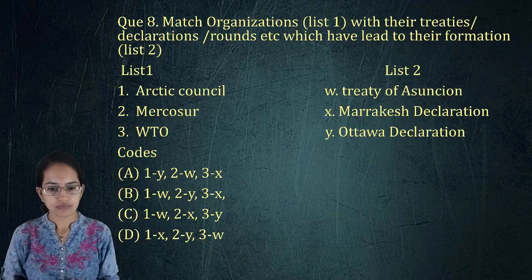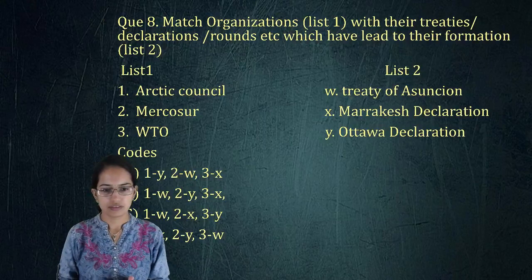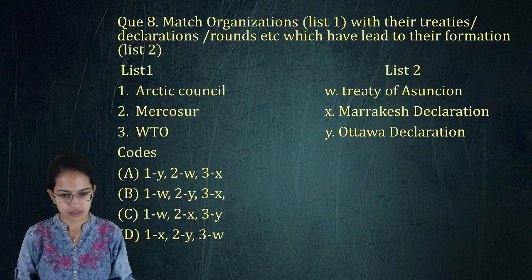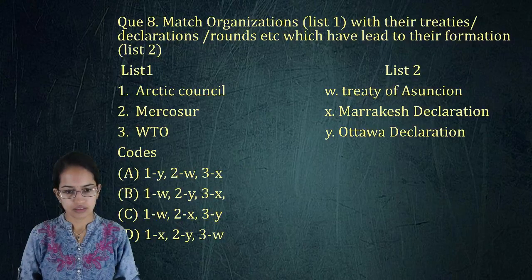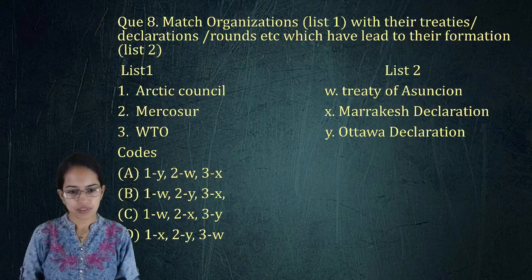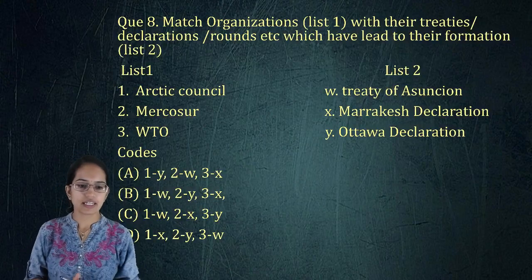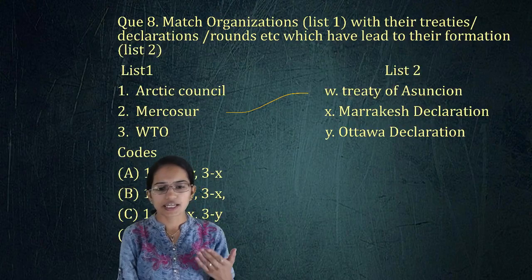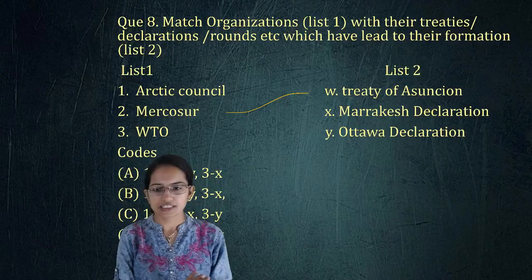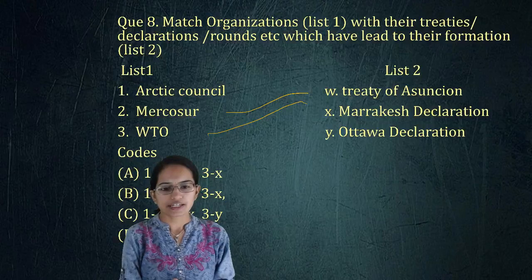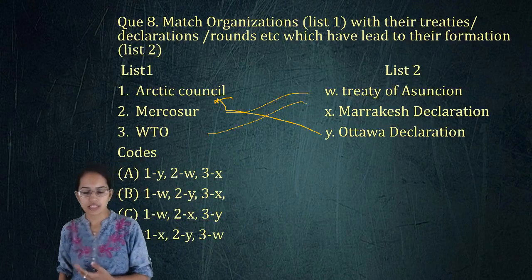Okay. So looking for the correct answer. Question 8, looking for the right answer. So Shrimoy has the right answer here. Now Mercosur has been related to the Treaty of Asuncion. Then you have the Marrakesh Declaration that has been signed in Marrakesh and has been related to the WTO, and Ottawa Declaration related to Arctic Council. So those are the correct matches for the question.